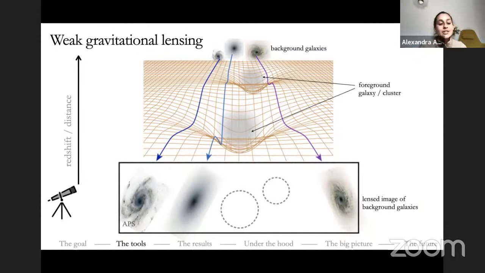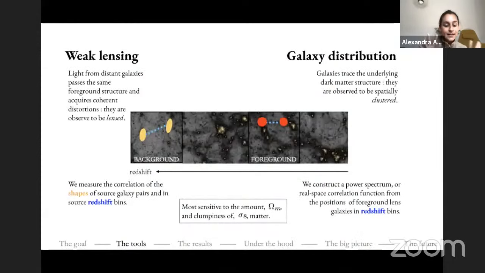And galaxies whose light travels past the same structures in the universe, like the two on the left-hand side there, they acquire coherent distortions and alignments due to lensing. And these two observations are what's key to our cosmology analysis that we just released. And I can show you that in a little bit of a different way on this side.